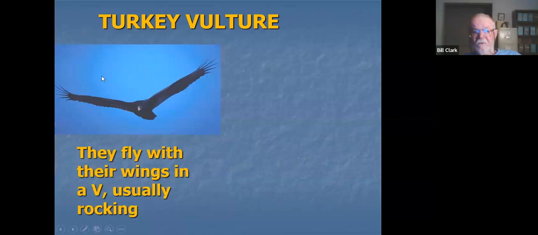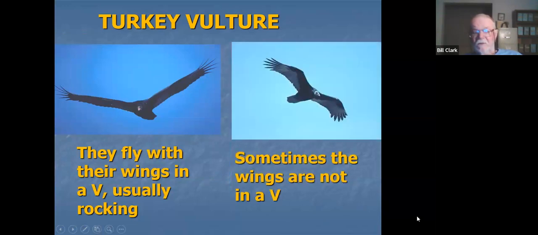They fly with their wings in a V, usually rocking, because they have very light wing loading. That means for each square area of the wing, there's not much weight. So they can fly in fairly light winds. Sometimes, particularly when the winds are strong, they don't fly with their wings in a V, but in a W, like this bird.